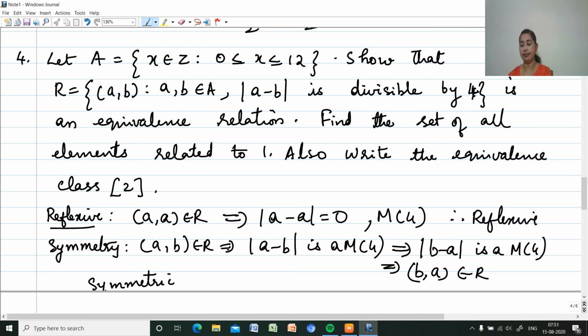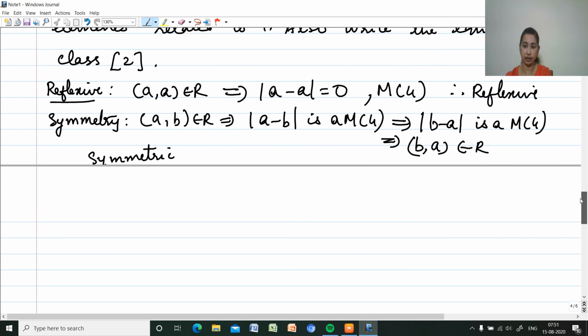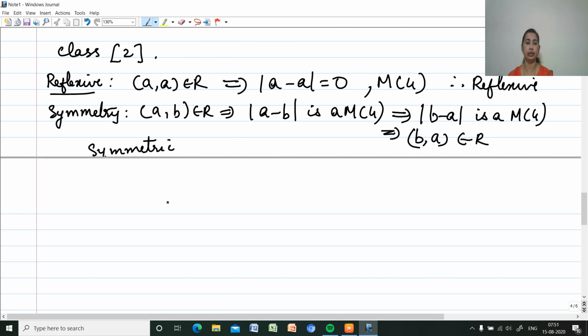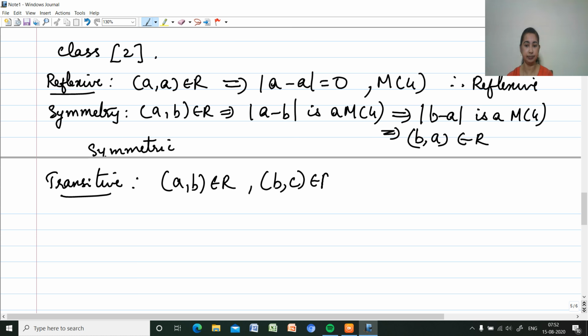Then third, we have to show that it is transitive. That's the third condition for an equivalence relation. So in order to prove it is transitive, we need to take (a, b) an element of R, then (b, c) an element of R. That implies modulus of a minus b is a multiple of 4 and modulus of b minus c is also a multiple of 4.